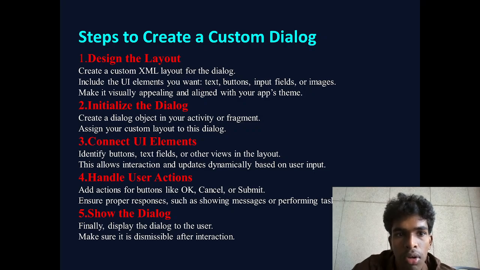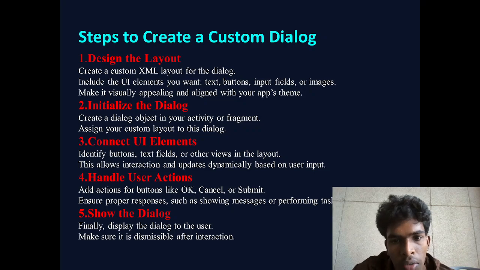Steps to create a custom dialog. First, design the layout. Create a customized XML file for the dialog. Include the UI elements you want, such as text, buttons, input fields, or images, which make it easy for users. Make it visually appealing and aligned with your app theme by adding a few animations or transitions.